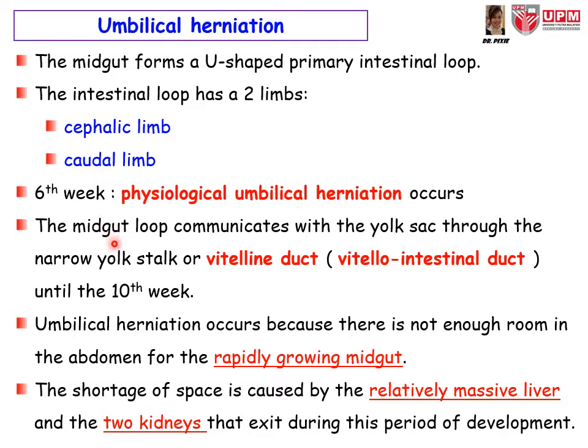So during the development, the midgut communicates with the yolk sac, which is a source of the nutrients to the embryo, through a narrow stalk. This stalk is known as the vitelline duct or vitello-intestinal duct until week 10. And this umbilical herniation occurs because the rapidly growing midgut is not able to fit into the developing abdomen with the limited capacity. This is due to the abdomen being mainly occupied by the relatively massive liver and the two kidneys that exist during this period of time.